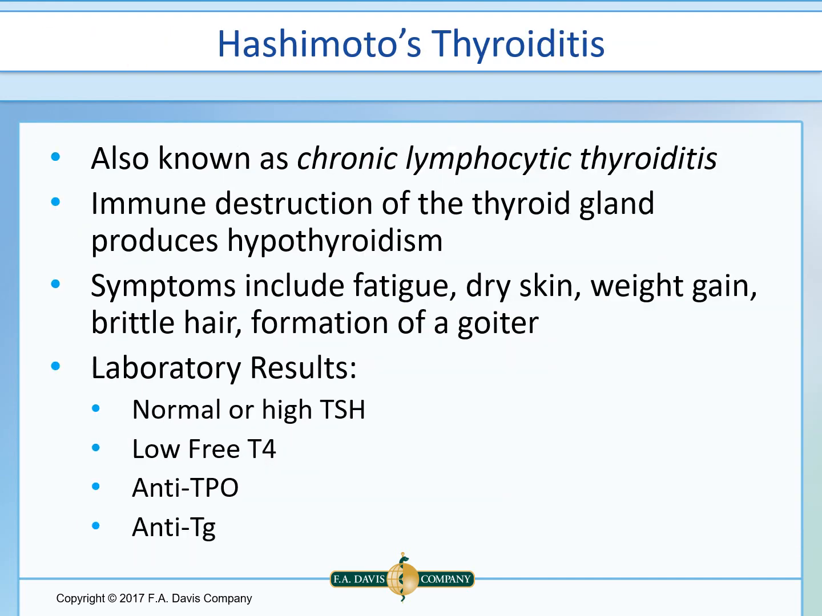So of the two autoimmune thyroid diseases, Hashimoto's is the most common autoimmune disease. It's mostly seen in middle-aged women. It's also known as chronic lymphocytic thyroiditis, and the disease involves immune destruction of the thyroid gland, producing hypothyroidism. Clinical symptoms include fatigue, dry skin, weight gain, brittle hair, and formation of goiter, which is an enlarged thyroid gland. And in this disease, it feels irregular and rubbery.